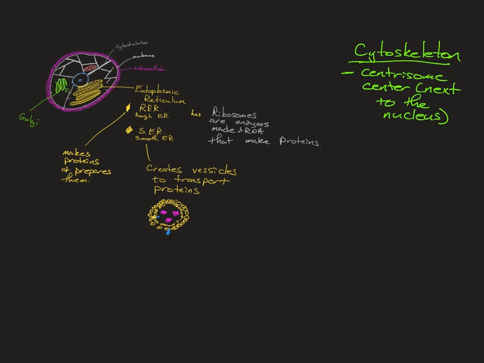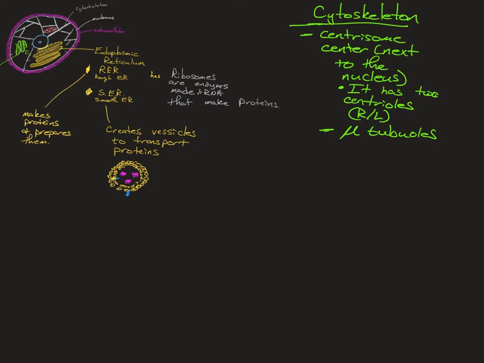It has two, what were they? Centrosome and what was the other one? Centrioles. Right? So they have two centrioles, a right and a left. So that's the cytoskeleton. The cytoskeleton is made of micro, that's the symbol for micro, tubules. I'm not sure I got the spelling right, but that's close enough.